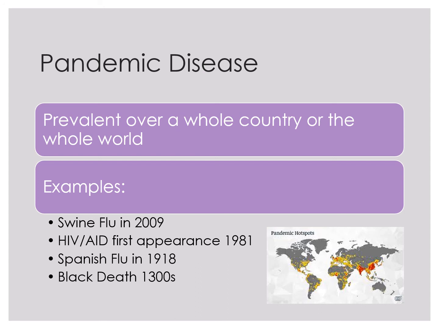Other examples of pandemics include the swine flu in 2009, the first appearance of HIV and AIDS in 1981, the Spanish flu in 1918, and the Black Death in the 1300s. Epidemiologists have come a long way from past pandemics, and they know how to control, treat, and prevent the spread of disease over a population.